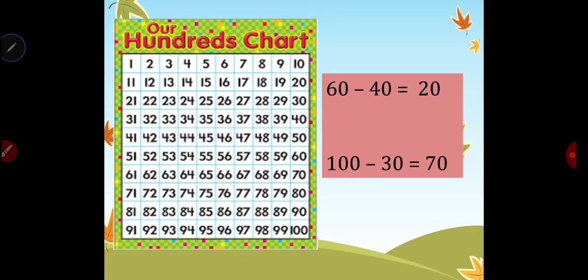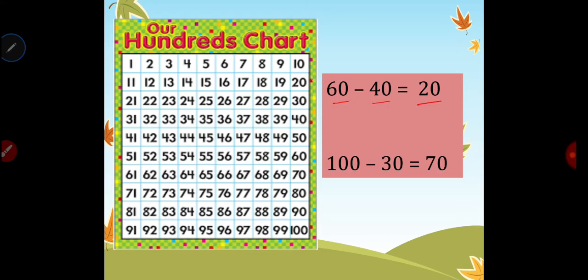Here's question number 1. Let's read it together. 60 minus 40 is equal to 20. In the 100 chart, you can see 10 columns and 10 rows. From left to right, the horizontal line, we call it rows. And in each row, we have 10. So here we start at 10.